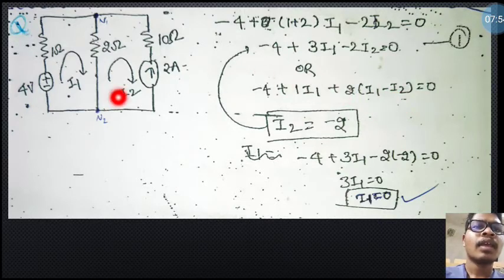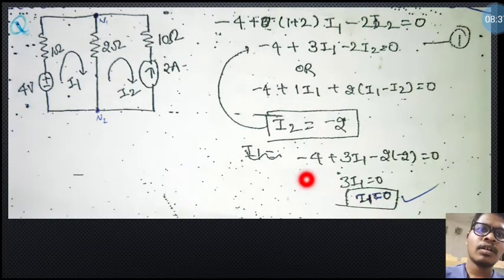So here in this loop there is one current I2, that I2 will be flowing like this, but this current will be flowing like this. So I2 is equal to minus 2 ampere, because it is in the opposite direction to the I2. Now put the I2 value, minus of 2, in equation number 1. So minus of 2 into minus of 2, that is plus 4, and minus 4 plus 4 will cancel each other. Then 3 I1 is equal to 0, and I1 is equal to 0. So I2 is equal to minus 2 and I1 is equal to 0.